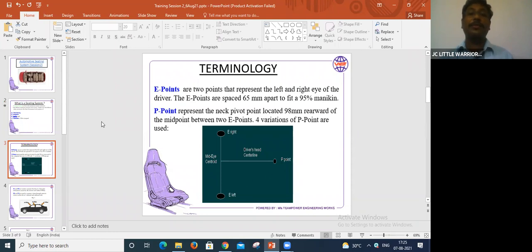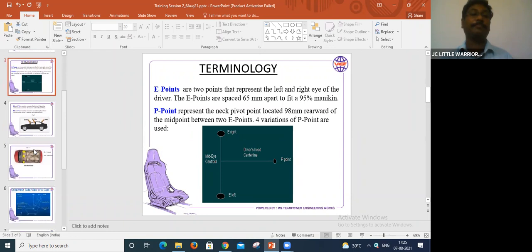Okay, now coming to the terminology used in the designing of seating systems. So these are very important terminologies, and you need to remember these terminologies. In interviews they will ask you questions on these points.